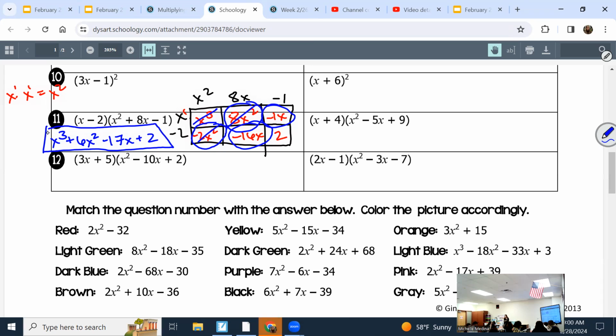Now in this one, I'll show you a different method. The only other method you could use is double distributing, because now we have to distribute to 3 terms instead of 2 terms. So first I'm going to distribute the x. What's x times x squared? X cubed, good.